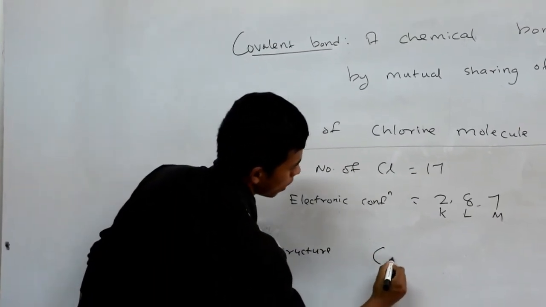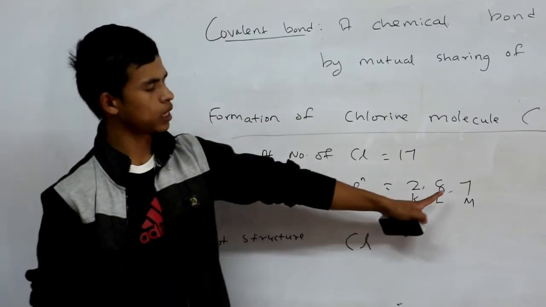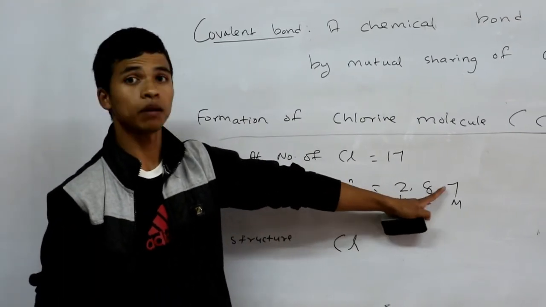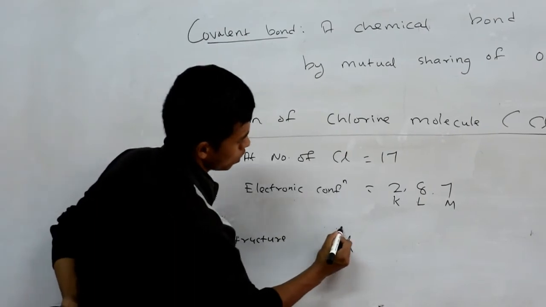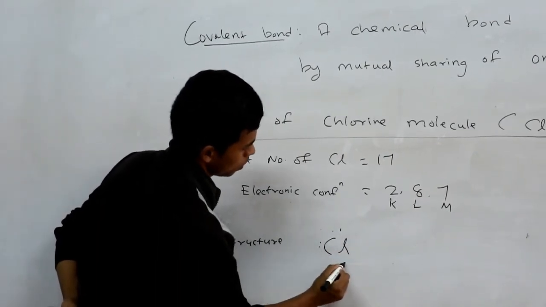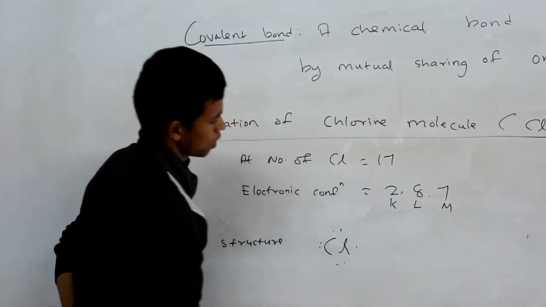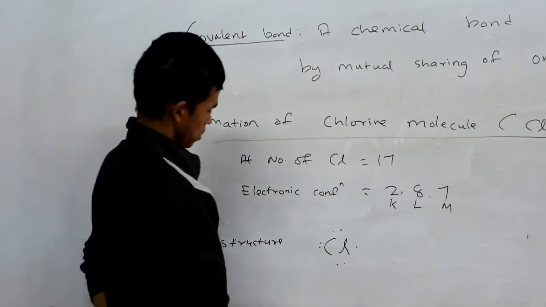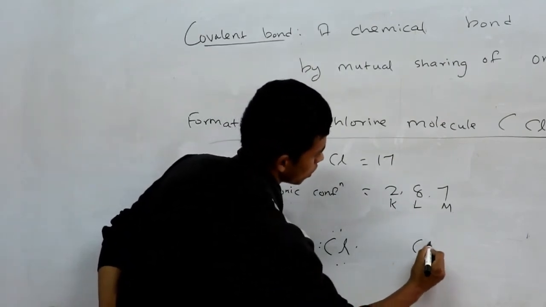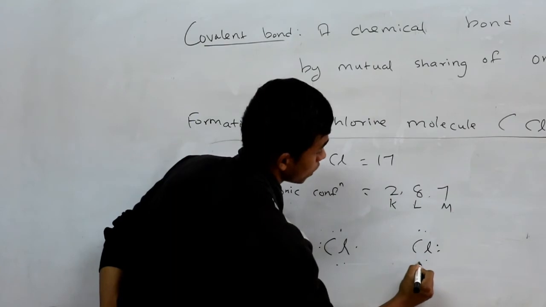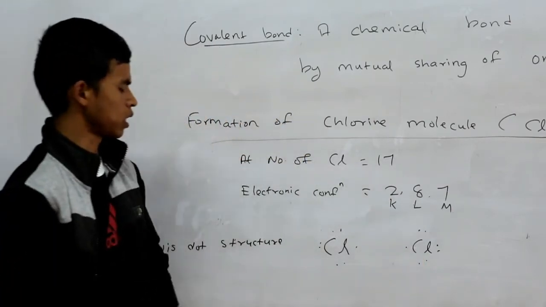So a chlorine atom has 7 electrons in the outermost shell, which is the M shell. So it has 1, 2, 3, 4, 5, 6, 7. And let's take another chlorine atom. It has 7 electrons in the outermost shell.